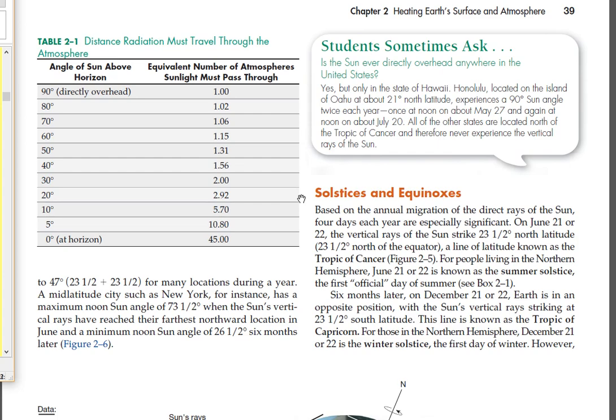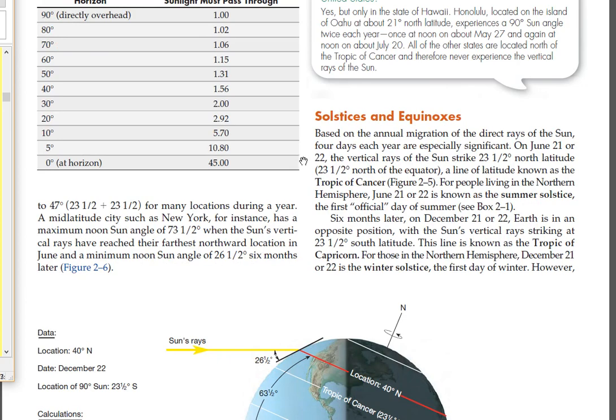Solstices and equinoxes. Based on the annual migration of the direct rays of the sun, 4 days each year are especially significant. On June 21 or 22, the vertical rays of the sun strike 23.5 degrees north latitude, 23.5 degrees north of the equator, a line of latitude known as the Tropic of Cancer, figure 2.5.